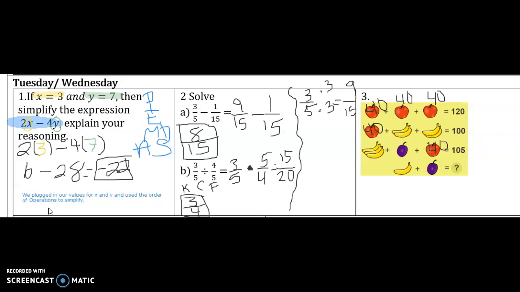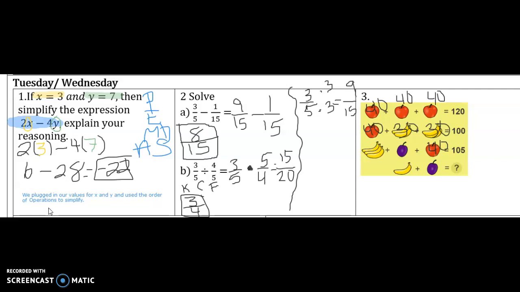Well, 60 divided by 2 different groups would be 30. So I know that a pair of bananas is worth 30. But when I go to my next line, I don't have a pair of bananas. I have a group of 3 bananas. So that means we need to find out how much 1 banana is worth.